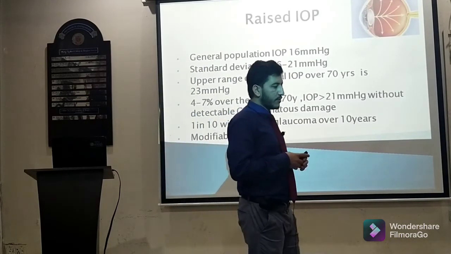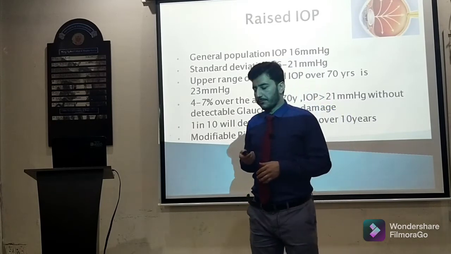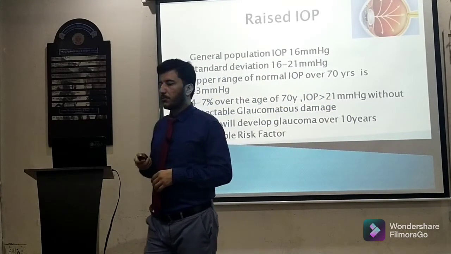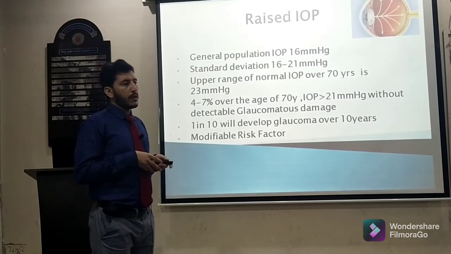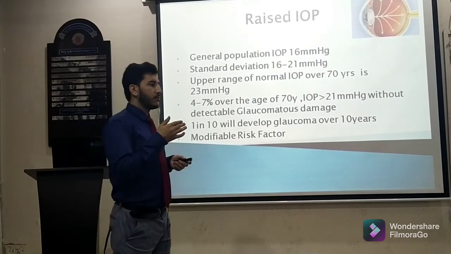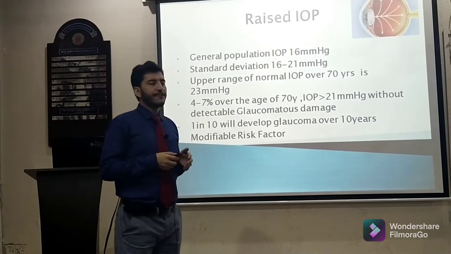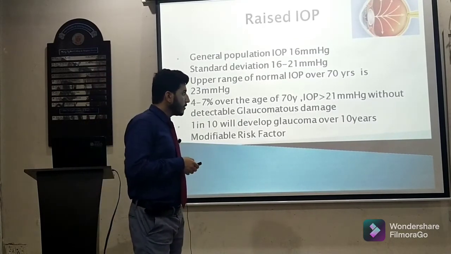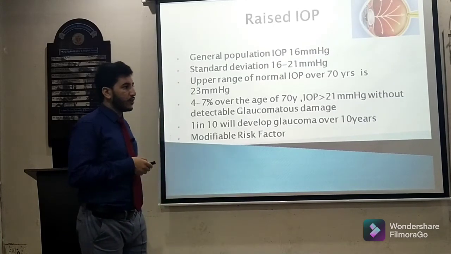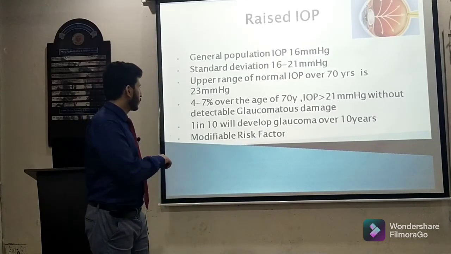Intraocular pressure is one of the modifiable risk factors in glaucoma that we can modify. It means that if there is raised intraocular pressure, the patient will have very fast progression of glaucoma and very fast visual field loss, or vision will be impaired very soon.